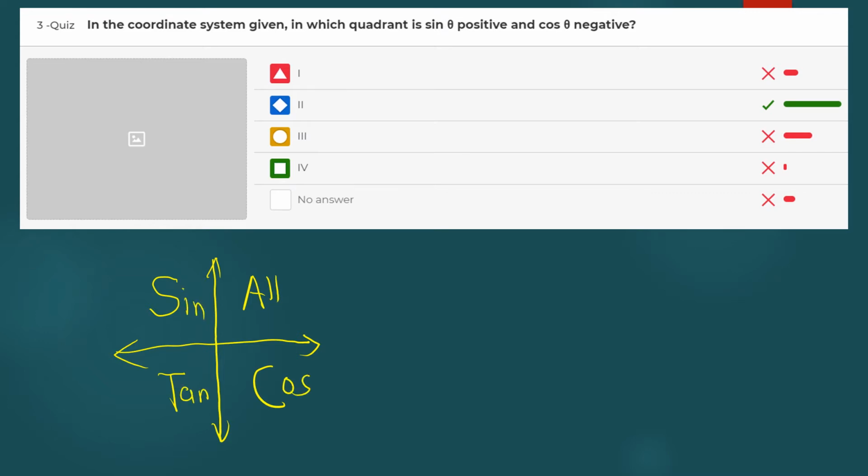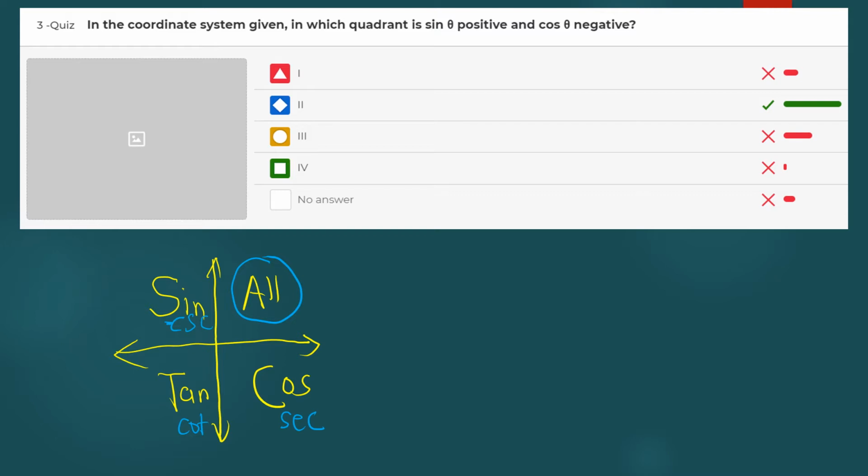What that means is, in each respective quadrant, only those trigonometric functions are positive. Okay? So, for example, on the first quadrant, all the functions are positive. For the second quadrant, it's sine together with its reciprocal function, cosecant. And then for the third quadrant, we have tangent and its reciprocal function cotangent. And then for the last one, it's cosine and its reciprocal function secant.